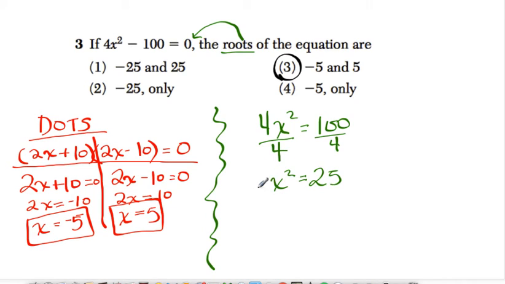And now I can take the square root to isolate the x, so I'm kind of undoing the fact that it was squared. I have to take the square root of both sides to keep this equation balanced. And the square root of 25, remember we have to consider that there are positive and negative answers. In other words, negative 5 times negative 5 is 25, for the same reason that 5 times 5 is 25. So our answer here is plus and minus 5.